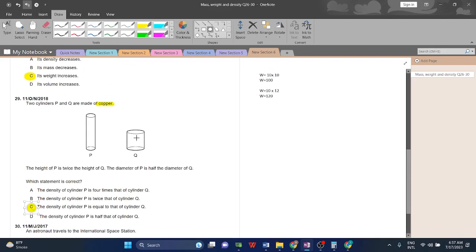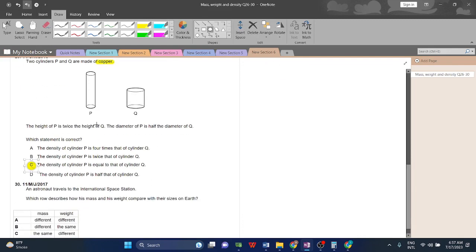Because उन्होंने बोला हुआ है both of them are made of copper. It's just a tricky question. They're just trying to put us off, right?